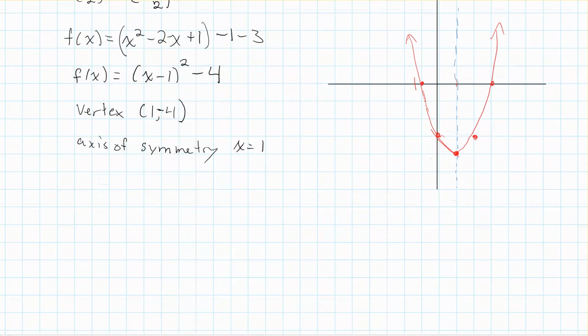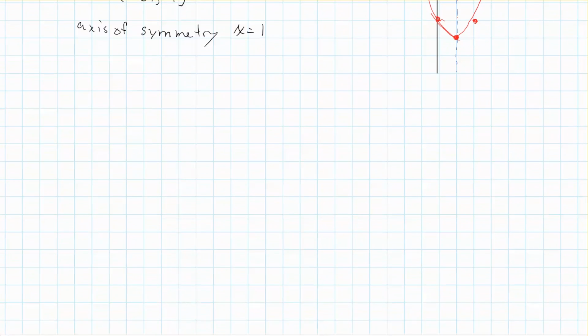Alright, so the last thing we want to talk about dealing with quadratic functions here is minimums and maximums. Okay, so minimums and maximums.